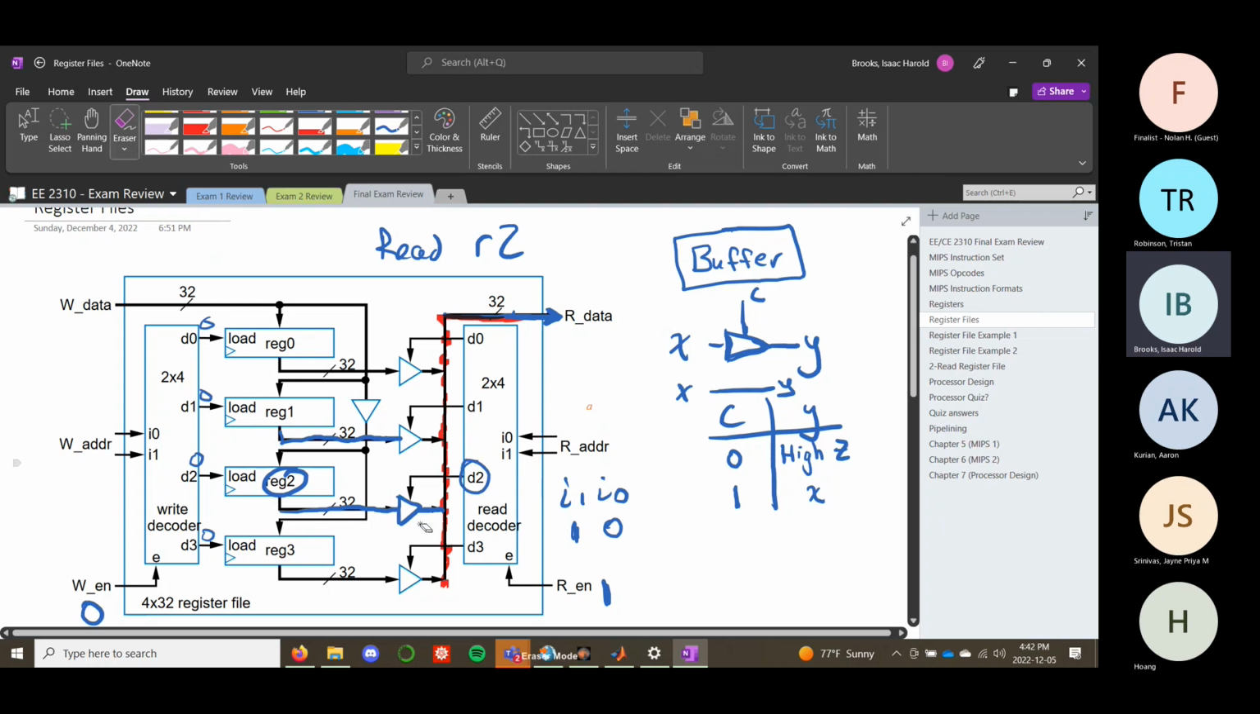So if D2 is high, then this buffer is going to be closed, so this line is going to pass through. And the contents of register 2 have made it to this line.